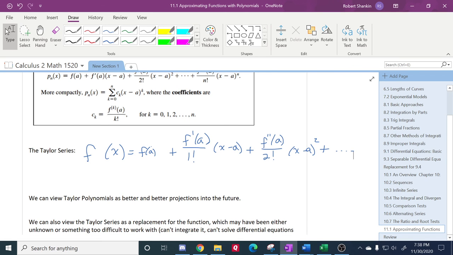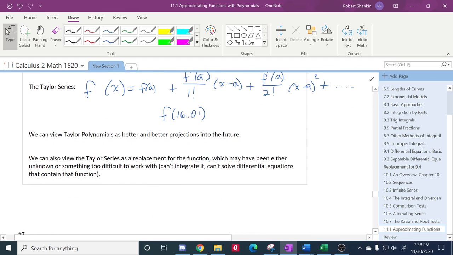So if we were trying to approximate f at 16.01, we wouldn't start out with a being 0. We'd start out at a being 16. And then we would just be approximating a tiny bit into the future. All right. We can also view the Taylor series as a replacement for a function which may have been either unknown or too difficult to work with, something that we couldn't integrate or couldn't solve differential equations that contained that function.